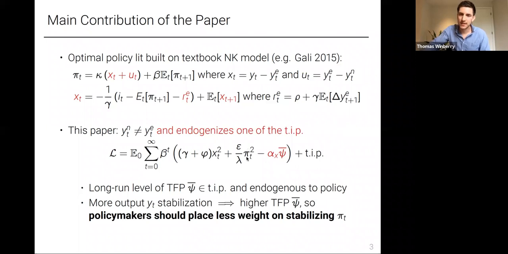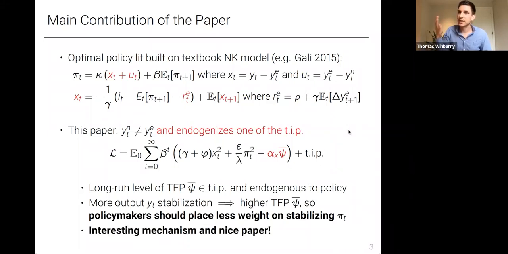And so what that says is that, in the cost push shock model, before this additional trade-off, however you felt about stabilizing output versus inflation, you should now want to stabilize output even more. Or in other words, you should put less weight on stabilizing inflation because on the margin, stabilizing output has the additional benefit of raising TFP. So that's how I see the main contribution of the paper relative to this literature. And as I said in the beginning, I think that's a very interesting mechanism and a nice paper. So I wanted to make sure I said nice paper here in the slides.